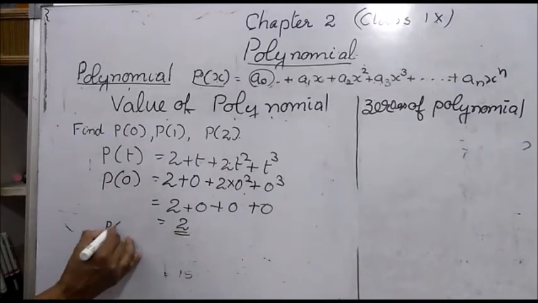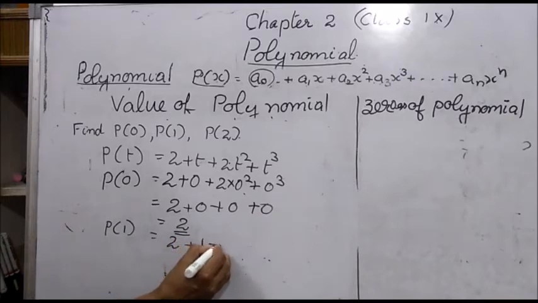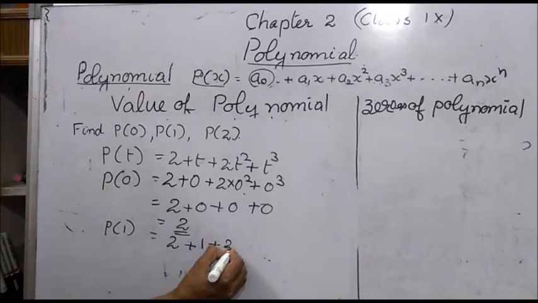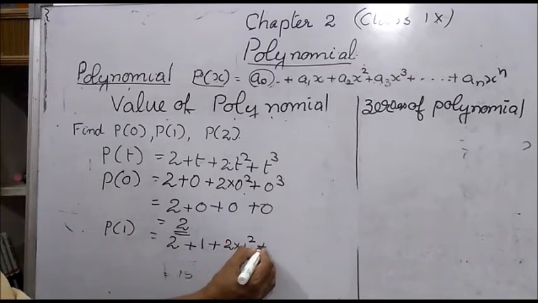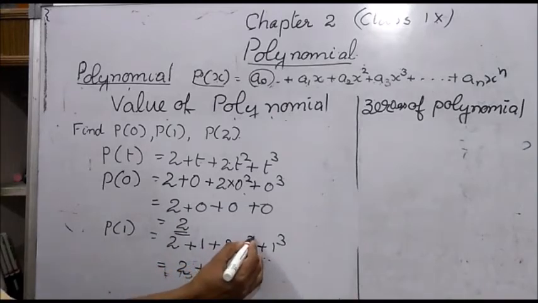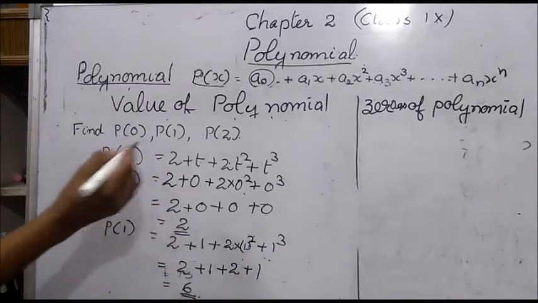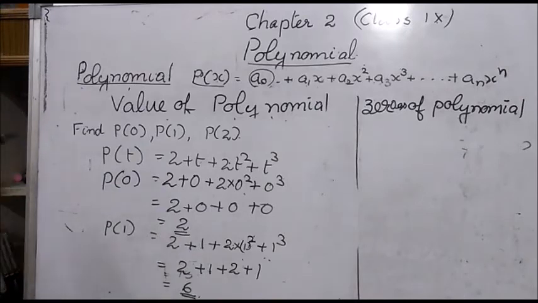Now P of 1. In the place of t we will put 1: 2 plus 1 plus 2 into 1 square plus 1 cube. That is equal to 2 plus 1 plus 2 into 1 square, that is 1, and 2 into 1 is again 2, plus 1. That is 2 plus 1, 3. 3 plus 3, 6. Now P of 2.